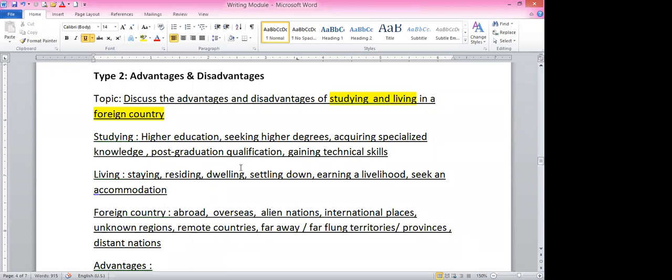But if you can't get more than say 3 or 4, you need to space them out and not repeat them very frequently. Okay, Swarna, is it clear? So like she said, seeking higher degrees and earning a livelihood abroad is relatively a new concept. Clear? This is what my topic is, studying and living in a foreign country.